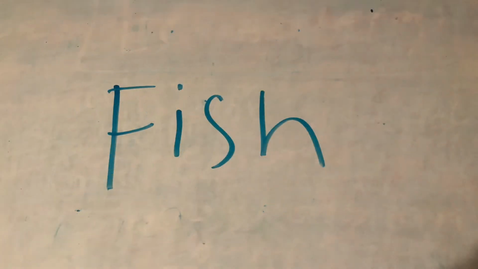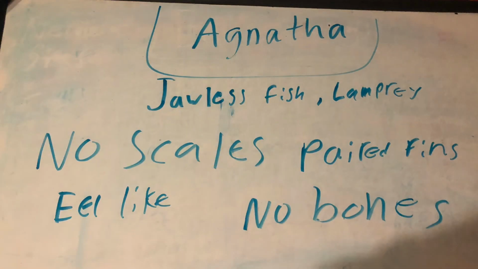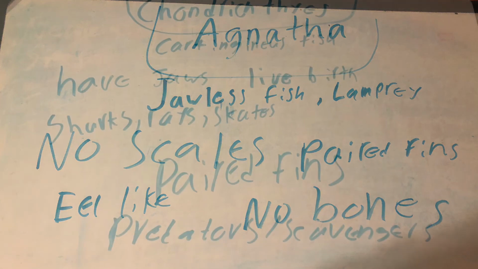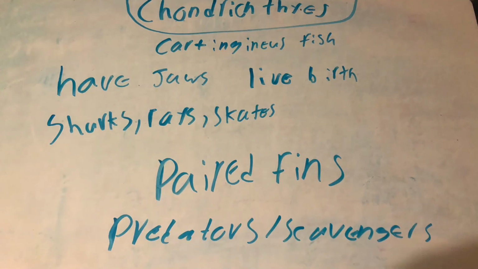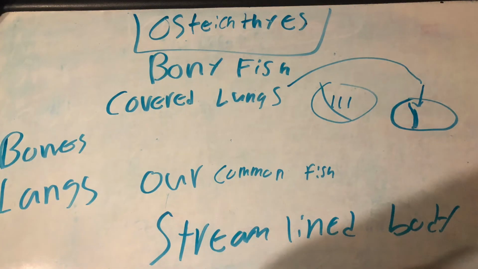Alright, for fish. So first we got the Agnatha. These are jawless fish, hagfish, lamprey, no scales, paired fins, eel-like, just your first fish. Slick gills, by the way, just like our sharks right here. These are the carnivorous fish. They have jaws, live birth, so no eggs. Well, eggs are inside. Sharks, rays, skates.